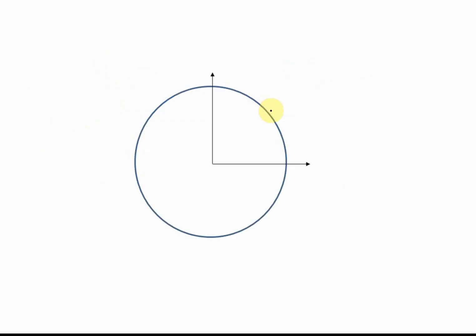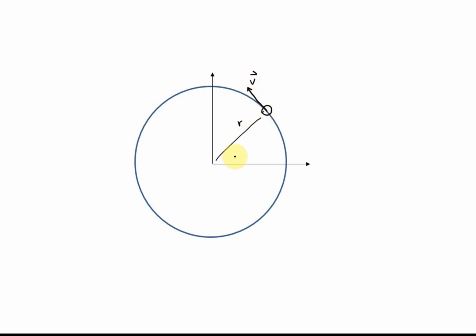Then let's look at circular motion. Circular motion is one type of curvilinear motion. That means the object just moves along this circular path. Then this is your velocity, okay?